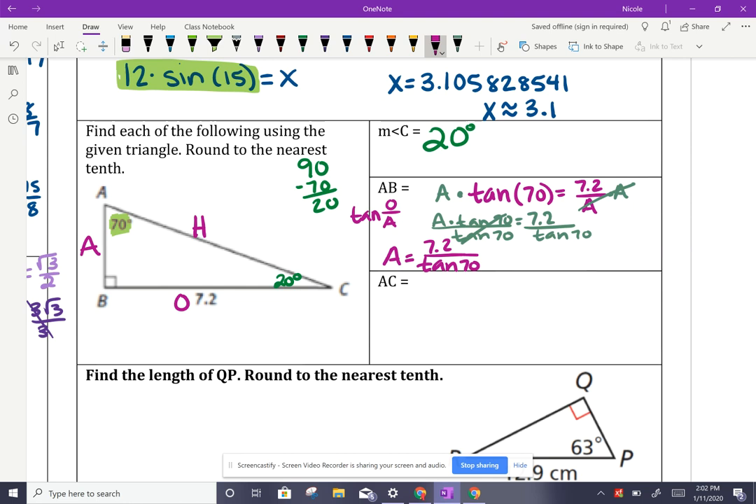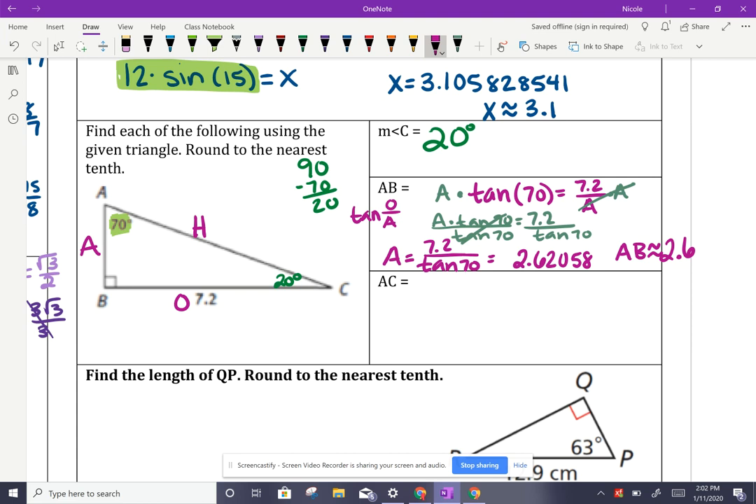And we're just going to put this in the calculator. I highly suggest using parentheses as an extra precaution whenever possible. So making sure you're keeping the 70 with the tangent, close that parentheses. We're going to type this in the calculator, 7.2 divided by tangent 70. And that's going to turn us to 2.62058, yada, yada, yada. But we're going to round to the nearest tenth, so AB is going to be equal to 2.6.